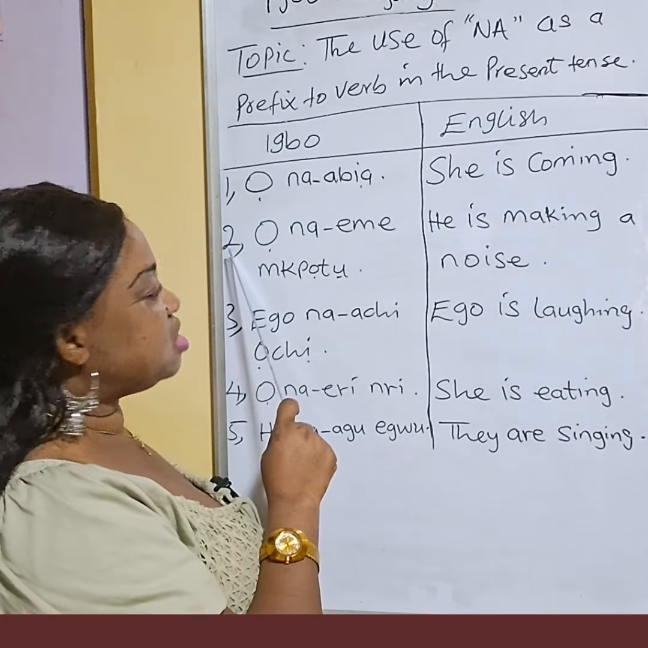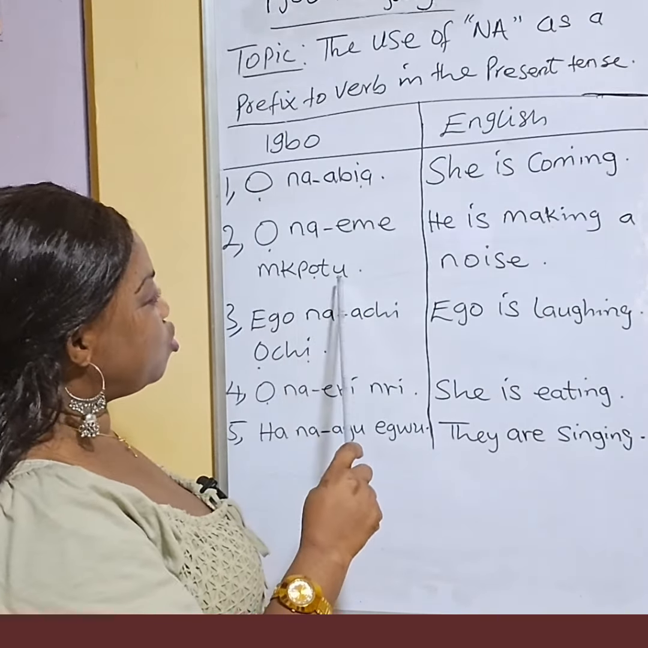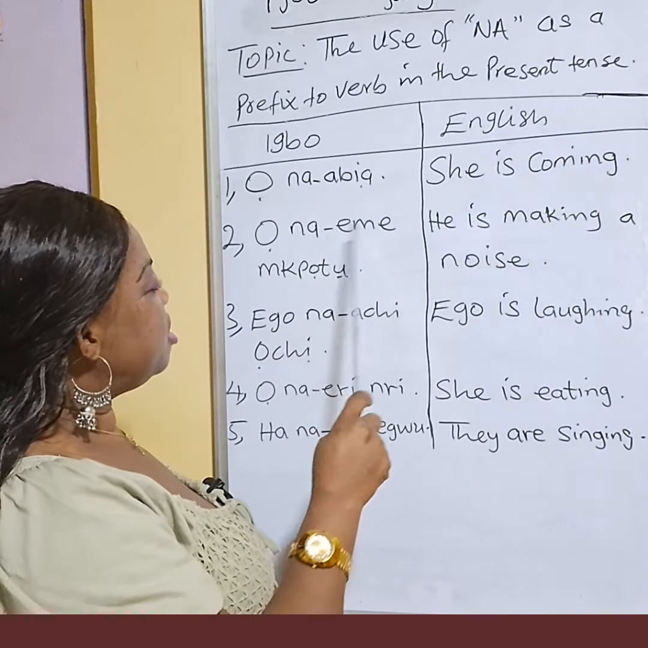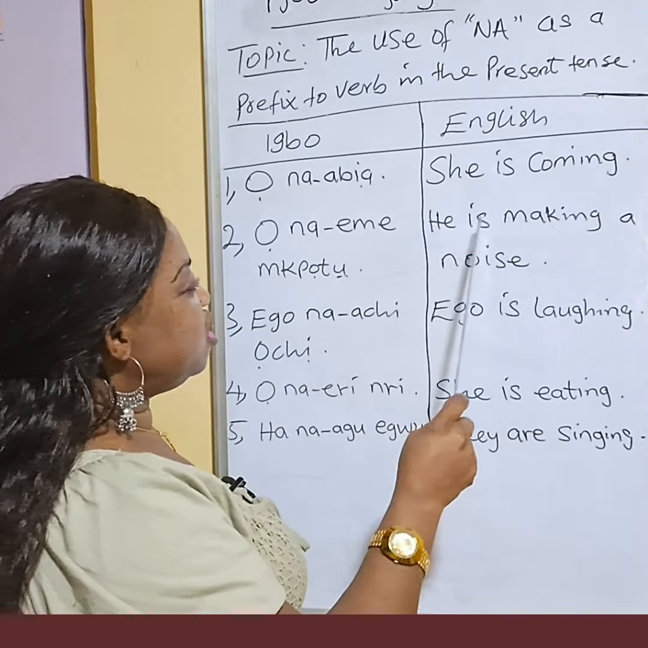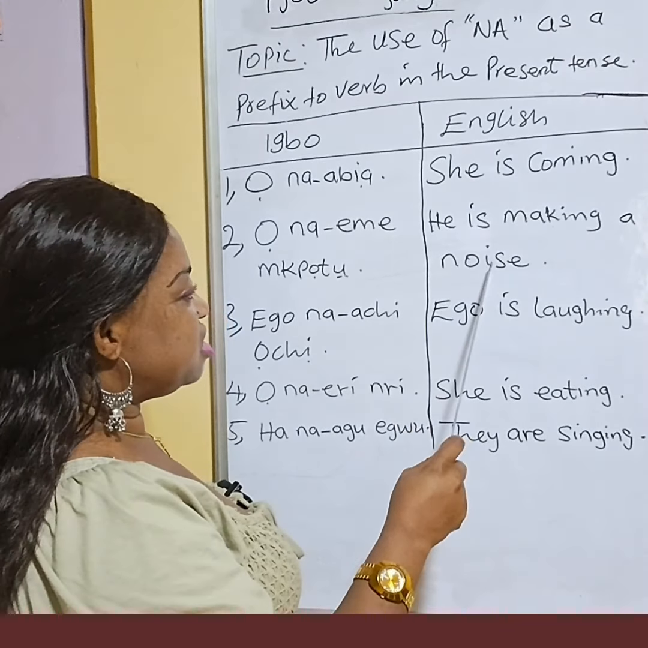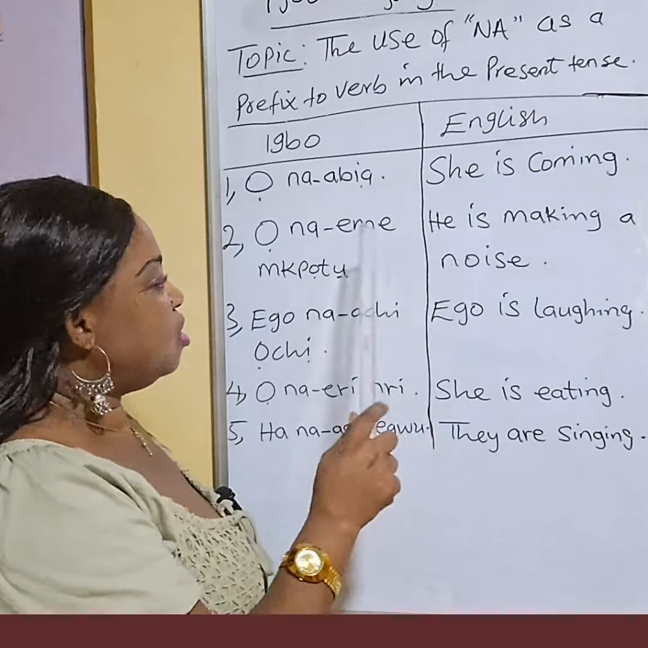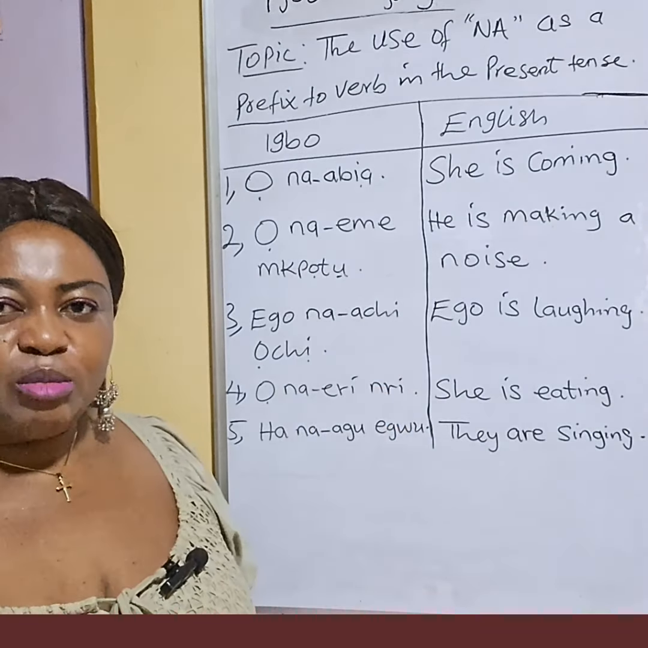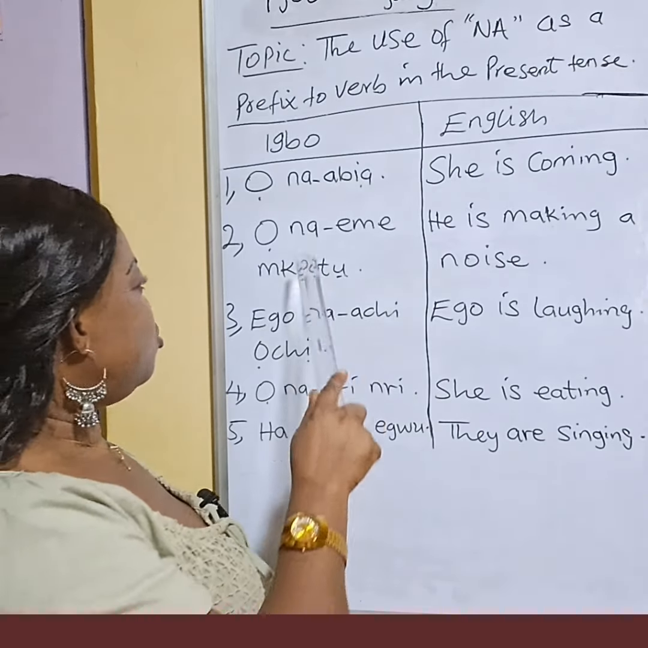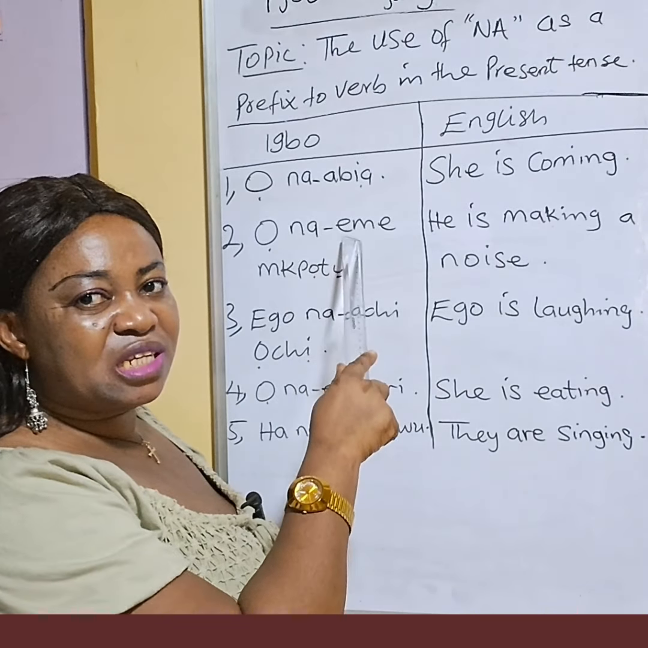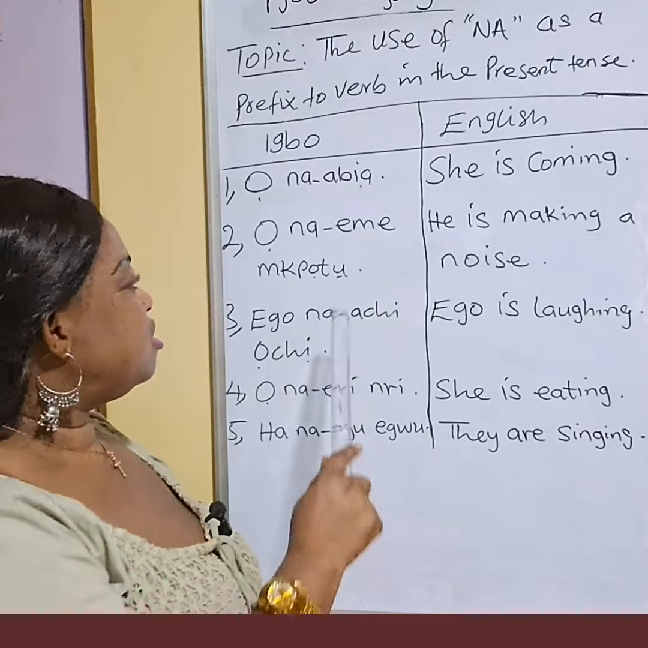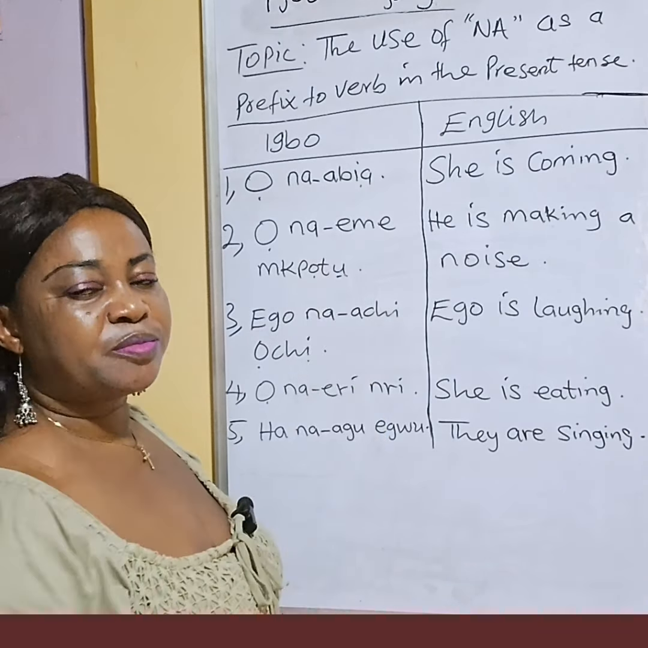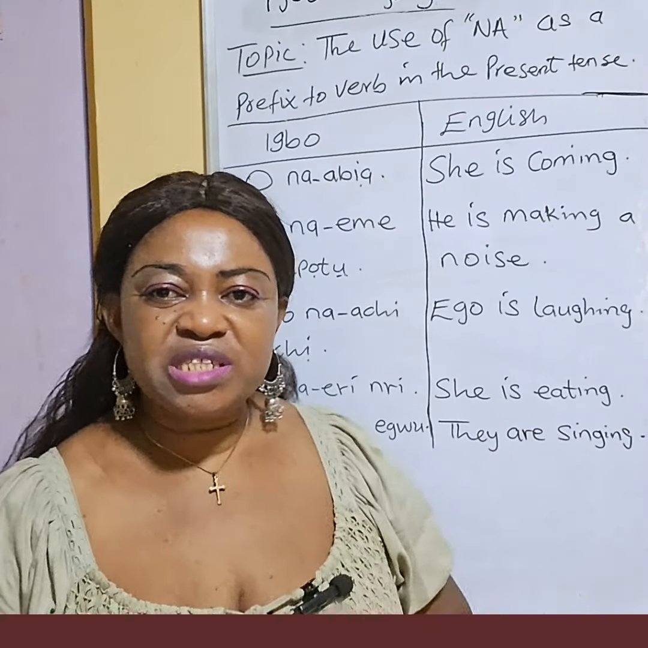Sentence number 2 says, ona eme mkpotu, meaning he is making a noise. Look at the hyphen. That is what we mean by the na must be hyphenated. You must put hyphen between the na and the verb. This na is a prefix to this verb with hyphen to show that it is in present tense.